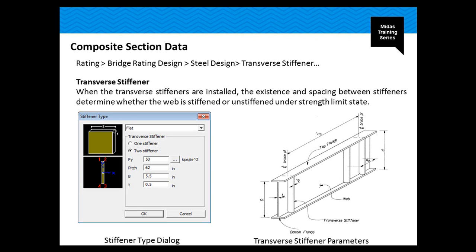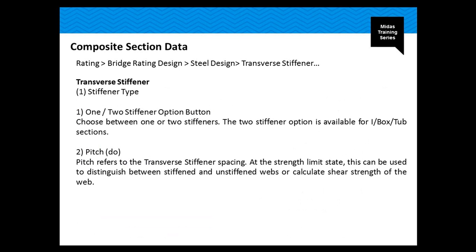And here is the diagram of how the program calculates these stiffeners. You have the T, which is basically the thickness of it, and then you have the height and the base and the materials, the Fy for each one of them. Then in the transfer stiffener, you have the stiffener type. You can also define 1 or 2. You can choose whether you're using 1 of 2 or 2.